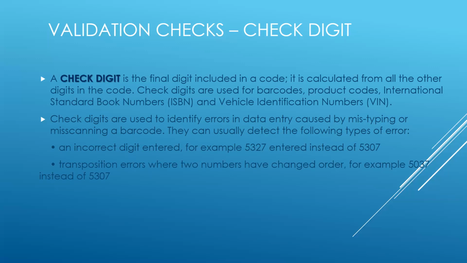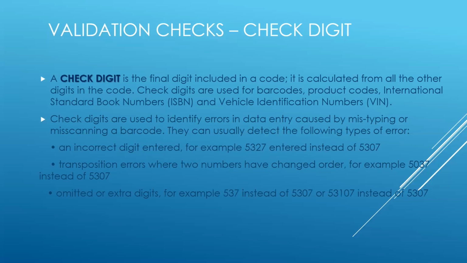Transposition error. Transposition error means that if two digits have changed their positions, then that will be called the transposition error. Just an example is given to you, 5037 instead of 5307. You can see 5 and 7 are in the right positions, but 3 and 0 have been swapped. They have changed their positions, and the check digit will be able to detect this error as well.